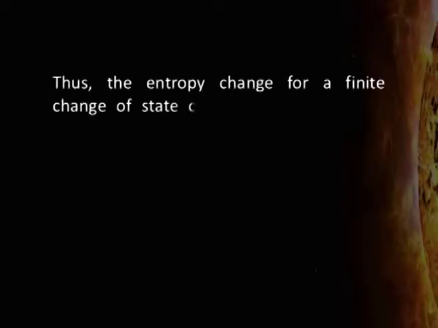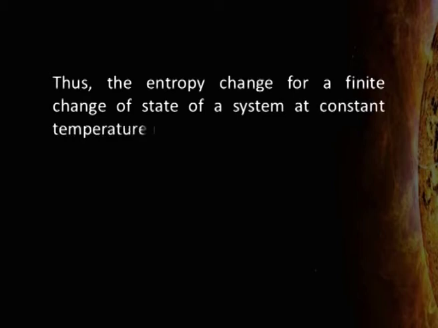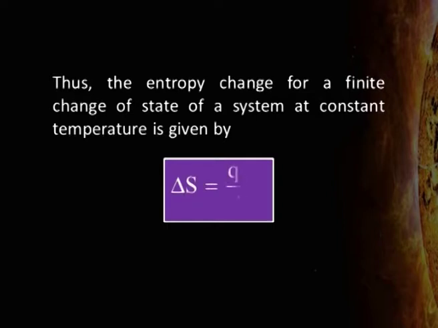It is very difficult to define the absolute value of entropy of a system. Hence, change in entropy is calculated. Entropy change is considered as the sum of all q/T terms during the whole process. Thus, the entropy change for a finite change of state of a system at constant temperature is given by delta S is equal to q reversible/T.